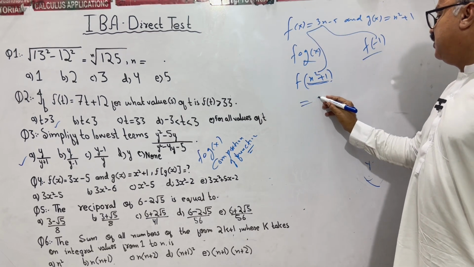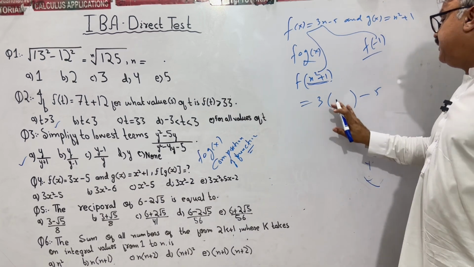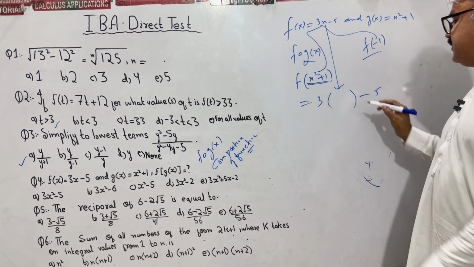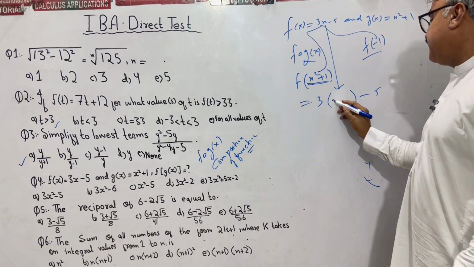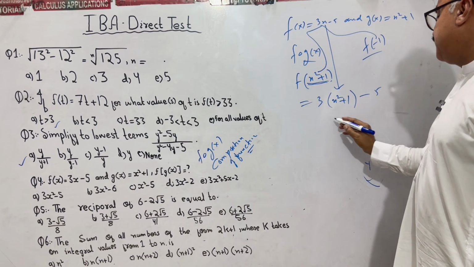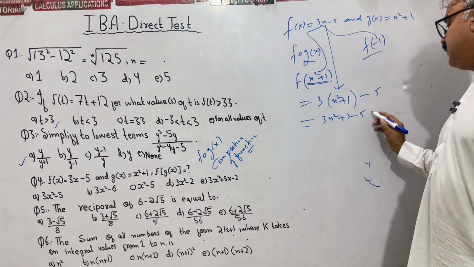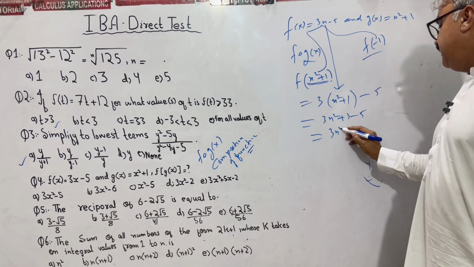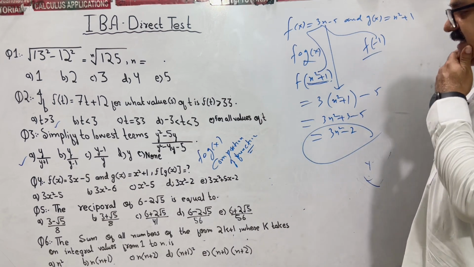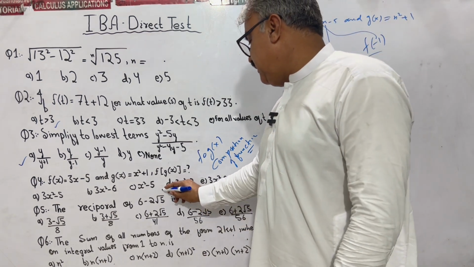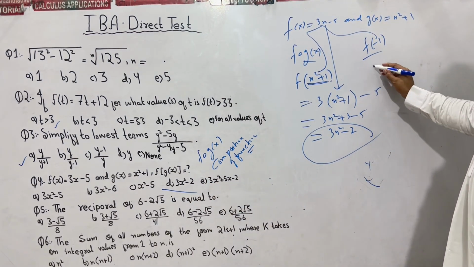How? Let's see. 3, instead of x I have written a bracket, and in it I have to plug in x square plus 1. That's our 3x square plus 3 minus 1. I have 3x square plus 2. 3x square plus 2 is our answer. One can easily verify in that case.